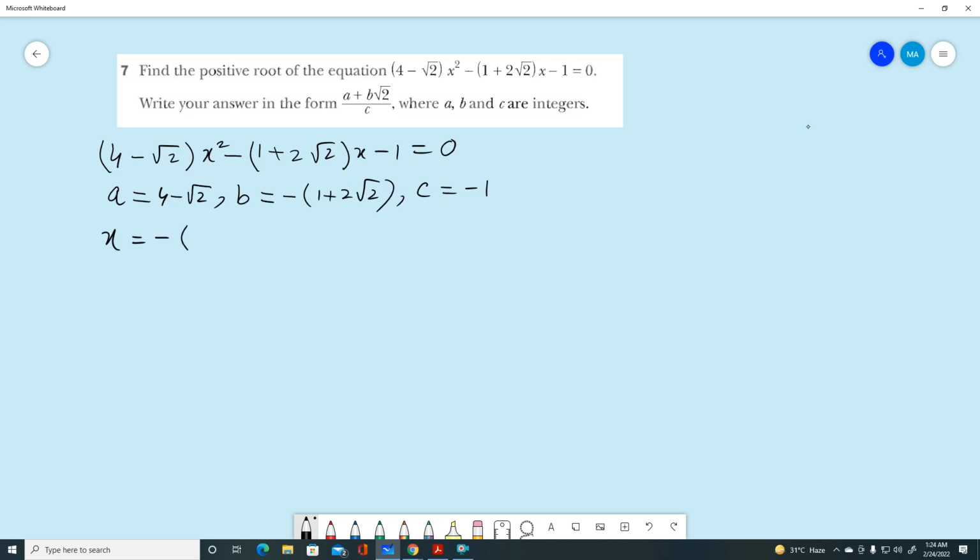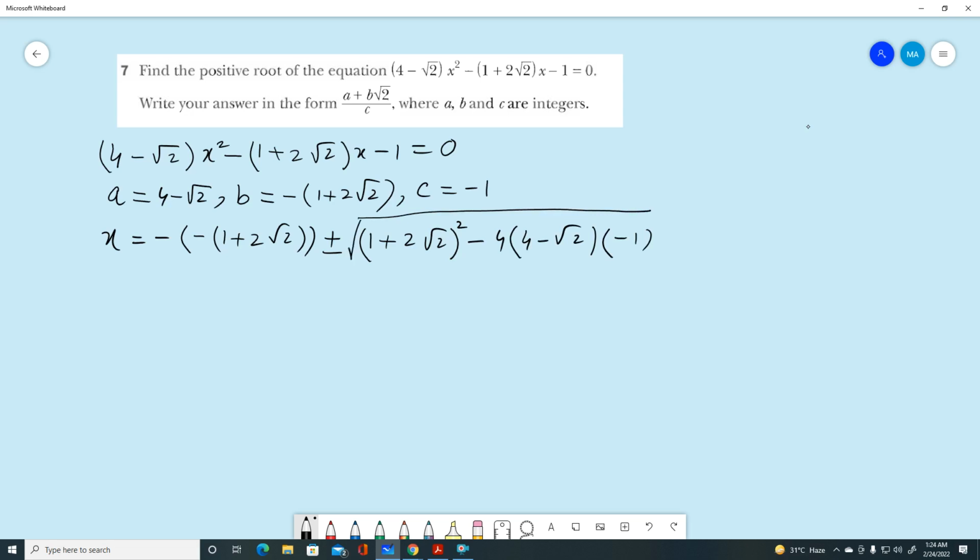x is equals to minus b. b is minus 1 plus 2 root 2, plus minus square root of b square, (1 plus 2 root 2) square, minus 4 a, a is 4 minus root 2, into c, c is minus 1, whole upon 2a, a is 4 minus root 2. Now simplify it.